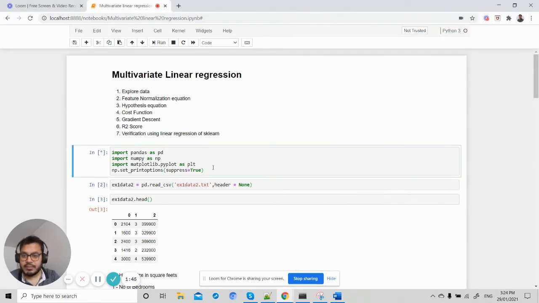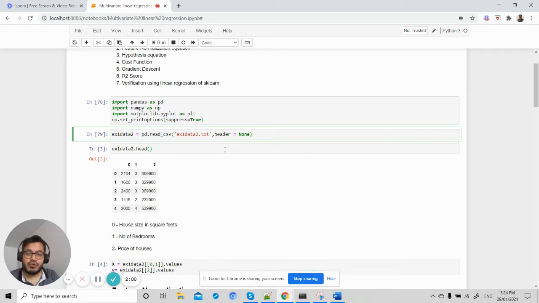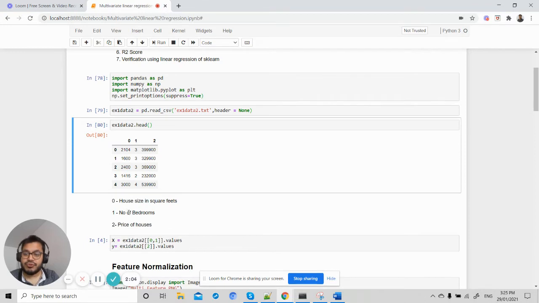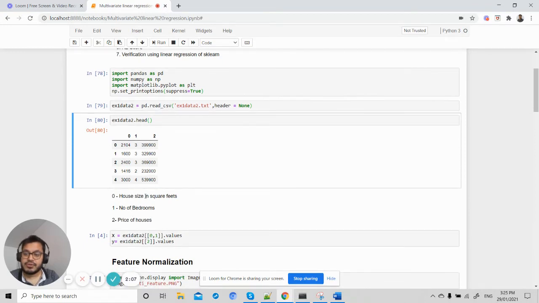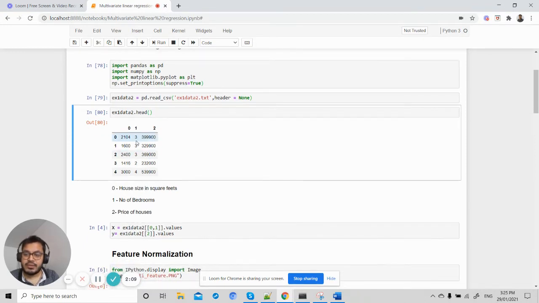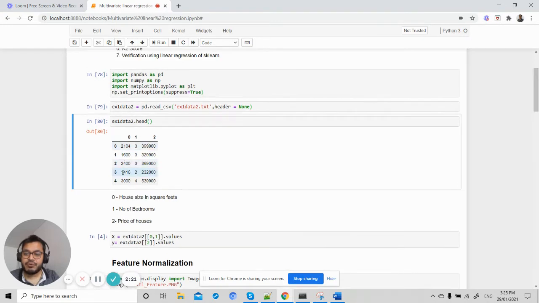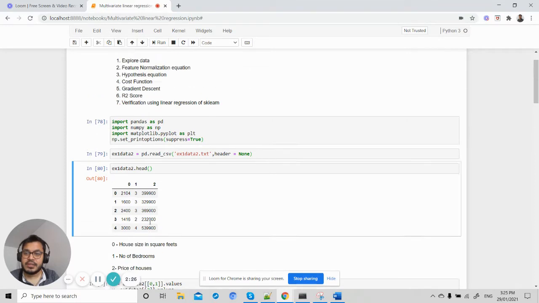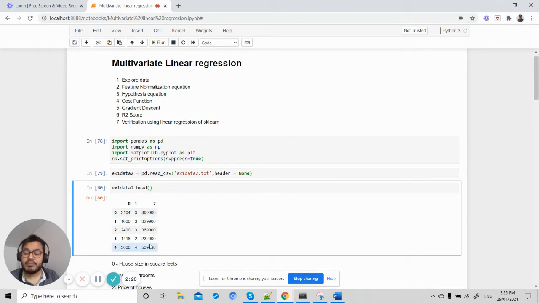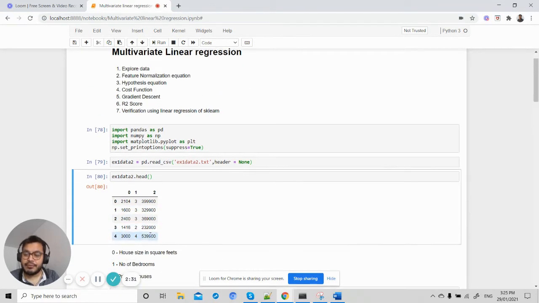So this is my machine learning course, and I'm using that data set. Here we have two features. One is house size and another is number of beds, and the final one is the price of houses. On the basis of house size and number of beds, we are predicting the price of houses. Since we have two features, this is a multivariate linear regression.